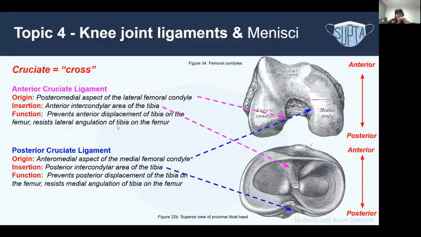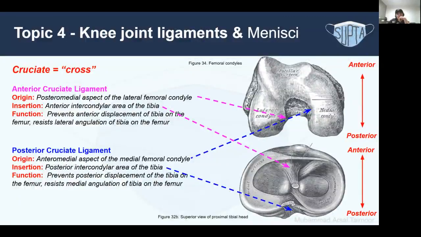Which is why we do what's known as the anterior drawer test or posterior drawer test, where we grab the tibia, hold it in place, and try to pull it towards us, and we feel for the laxity of the ligament.